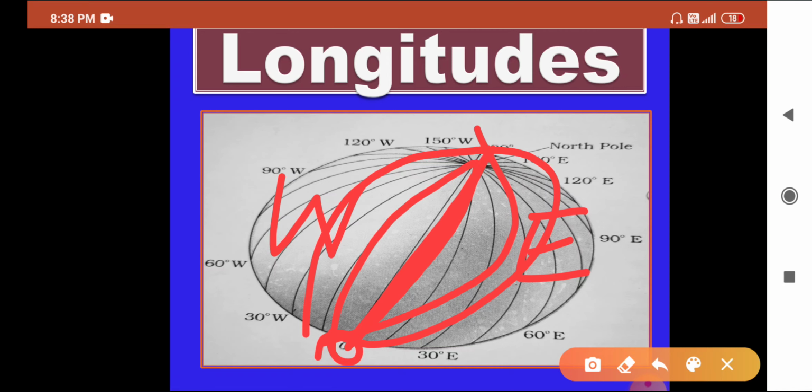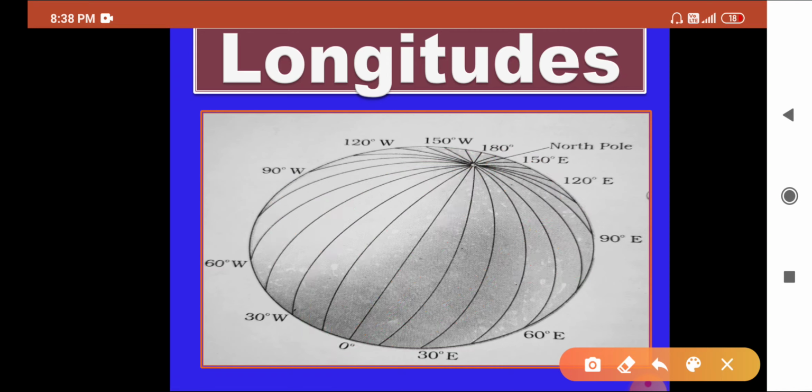You have to understand that this 0-degree, which is in the center of the earth joining North Pole to South Pole, this is called prime meridian. It divides the earth into two hemispheres. Okay, these are imaginary lines, these are not real. This you have to understand.